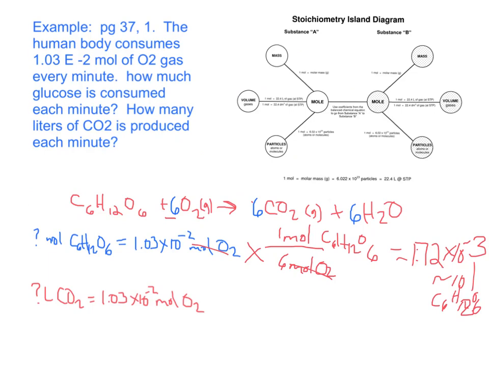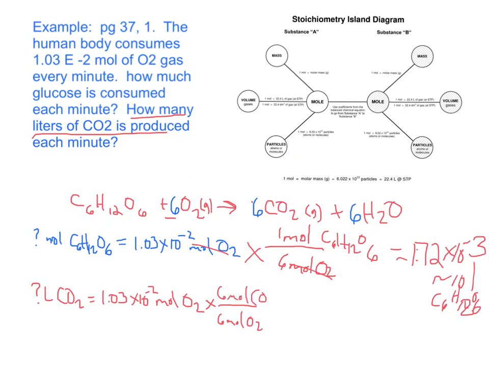Now the second one, this actually wasn't in the packet, but I tagged on this question to give us a little gas practice. So, if you respire that much glucose, the 1.7 times 10 to the minus 3 moles every minute, how many liters of carbon dioxide could you expect? And so we're going to go right back to the same starting point, that we have 1.03 times 10 to the minus 2 moles of O2. This time we're going to convert to liters. So the mole ratio works out a little bit differently in this one. It's 6 O2 to 6 CO2. So in other words, they're equimolar, 6 moles O2 to 6 moles CO2.